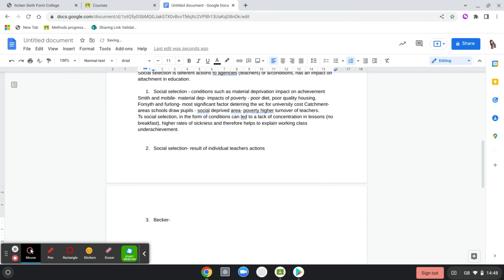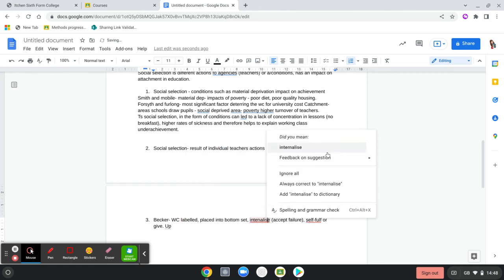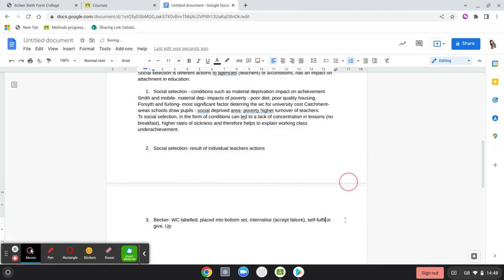For Becker, you do need to make sure that you know that working class groups are often labelled. They're then placed into bottom set, where they internalise or accept failure, and thus they self-fulfil or give up. A couple of you said to me that teachers have an ideal type, which is most likely to be middle class. That's correct. You can absolutely put that there. But sometimes you're not doing the label, place into bottom set, internalise, so self-fulfil and give up.